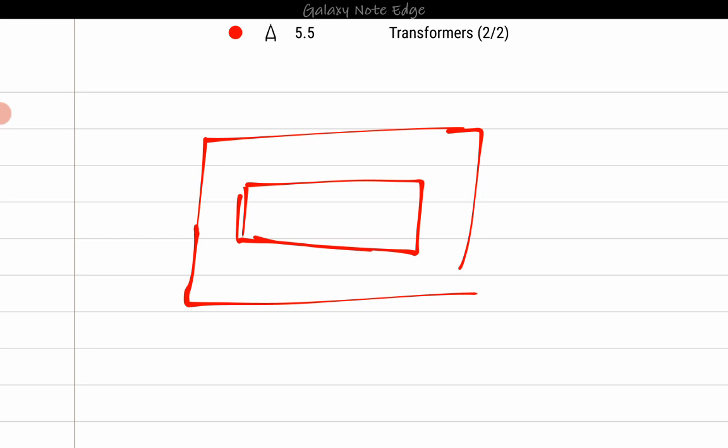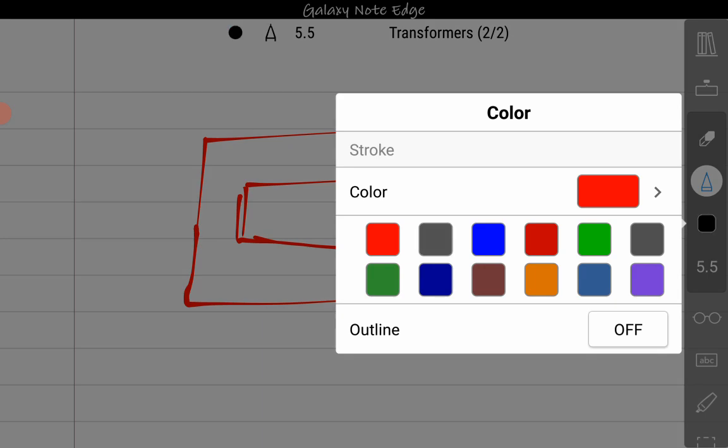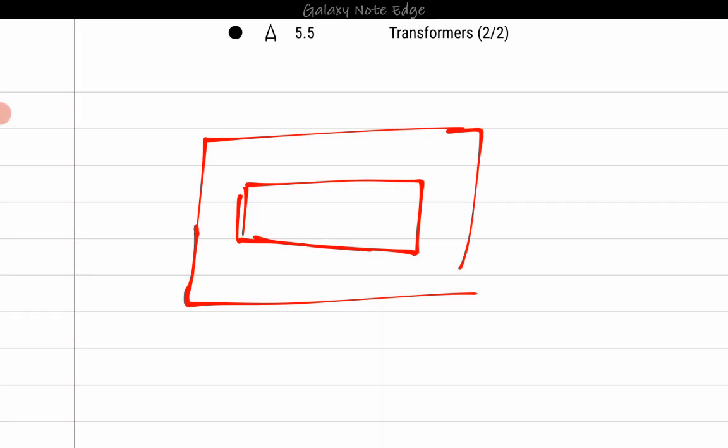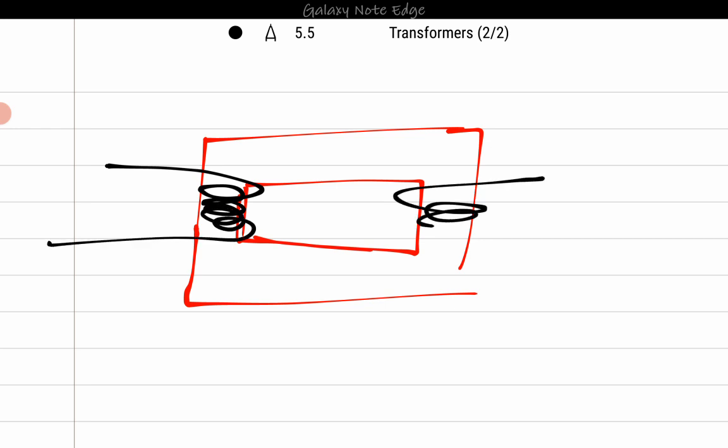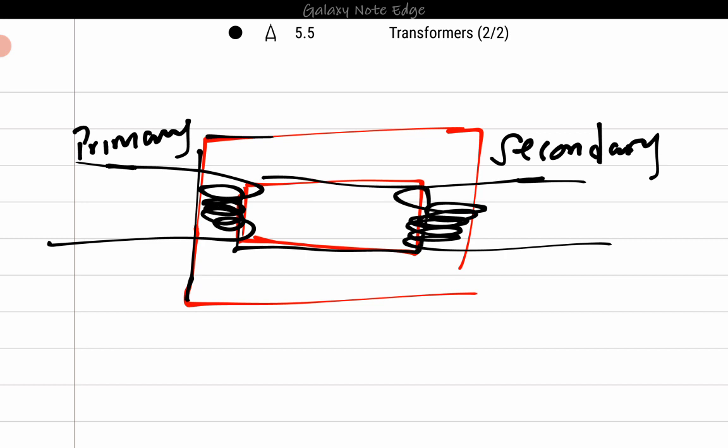So this is soft iron, and then on one side we have a coil, which we can call the first coil or primary coil. Then on the other side, we also have another coil we can call the secondary. So we have primary on the left, and we have secondary on the right hand side. And these two coils are made around soft iron.